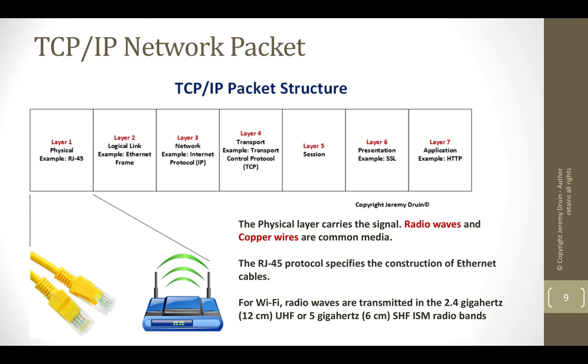The first layer is the physical layer, the only layer that we can actually represent in real life. So this again is going to be things like RJ45 or cables. This RJ45 specifies the construction of these cables. For example, they have 8 wires made up of 4 twisted pairs that terminate at pins or at the end of the cable in a specific order.